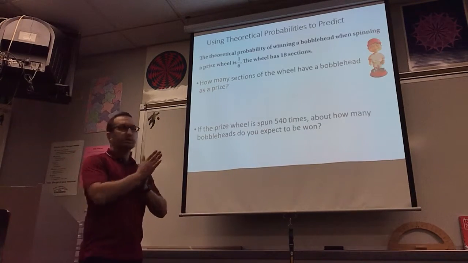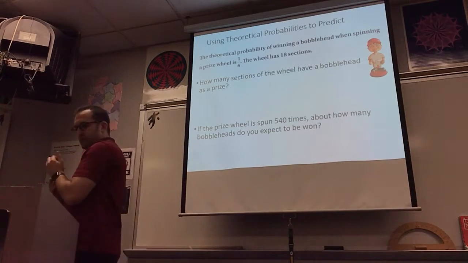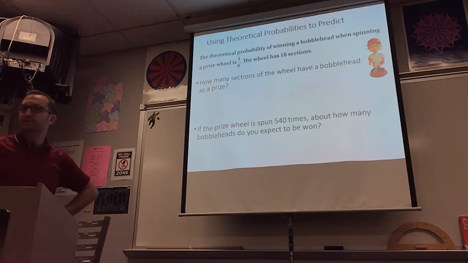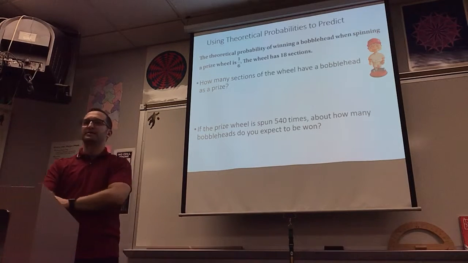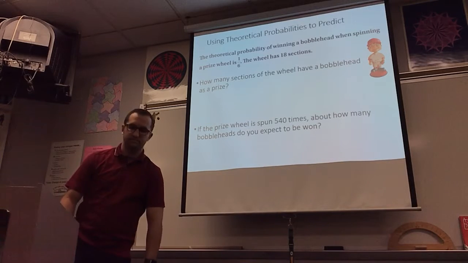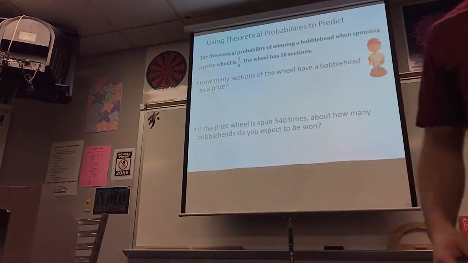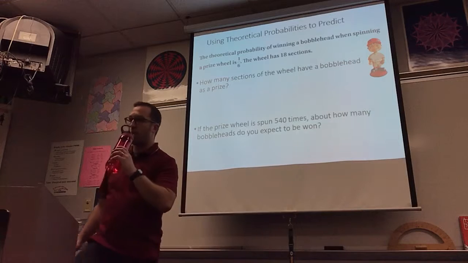Let's do another one. All right, let's stick with spinning, but now we're at a festival. The theoretical probability of winning a bobblehead when spinning a prize wheel is 1/6. The wheel has 18 sections, so it tells you how many sections there are. How many sections of the wheel have a bobblehead as the prize?